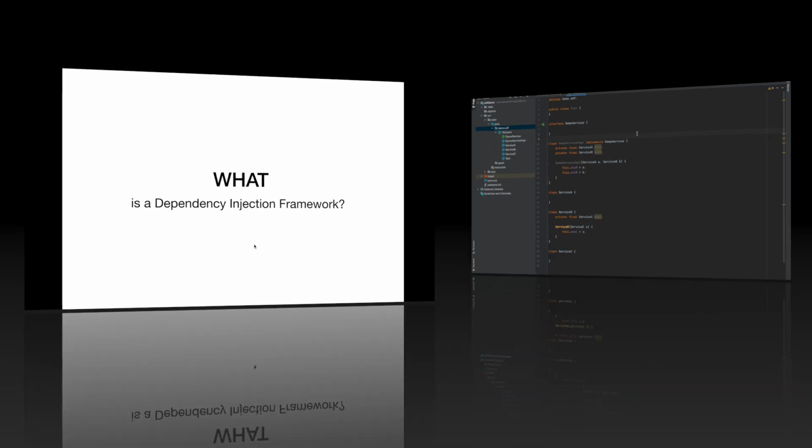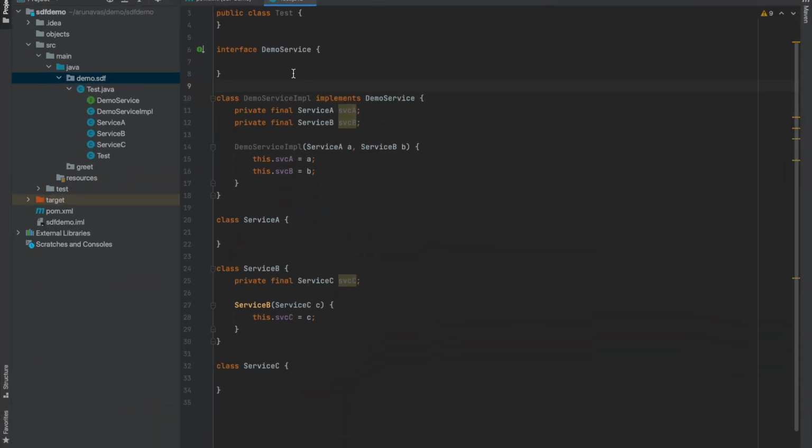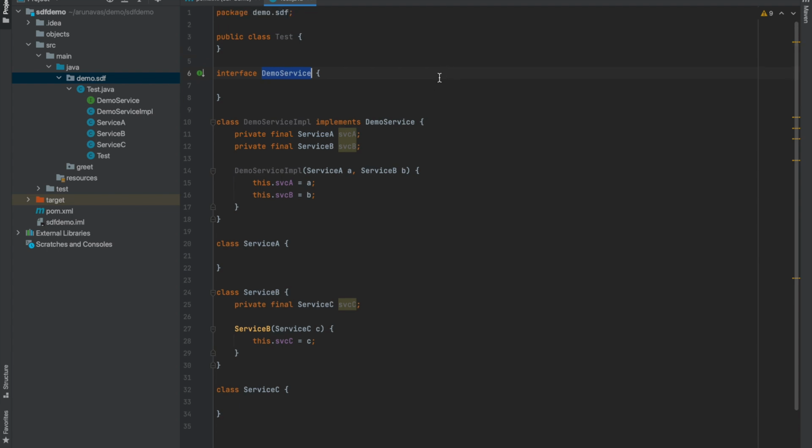To understand that, let's first take a look at an example scenario. In this, we have a demo service interface which is implemented by DemoServiceImpl that depends on two other classes, that is ServiceA and ServiceB. And ServiceB again depends on ServiceC.